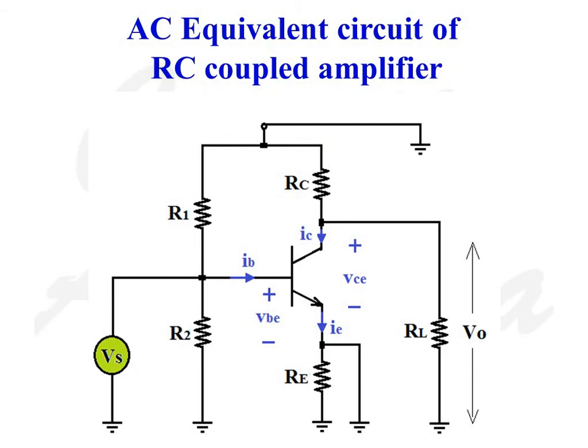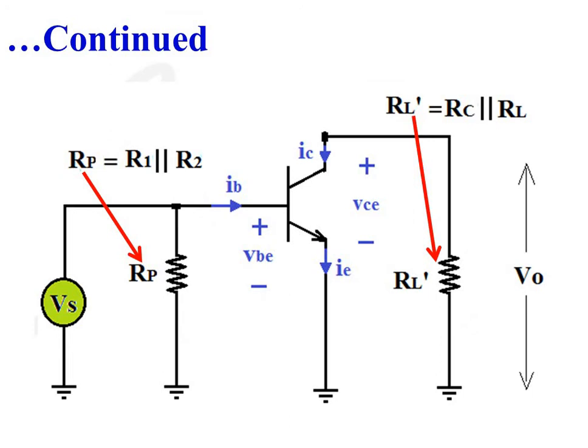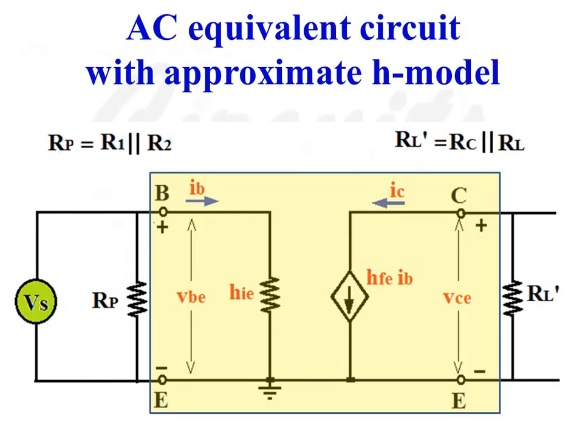So this is the circuit diagram of the RC coupled amplifier after drawing the AC equivalent circuit. Redrawing the circuit becomes like this. RP is equal to R1 parallel to R2 and RL dash is equal to RC parallel to RL. So this is the diagram of the RC coupled amplifier where the transistor is replaced with its hybrid pi model. Yellow colored box denotes the hybrid pi model of the transistor.